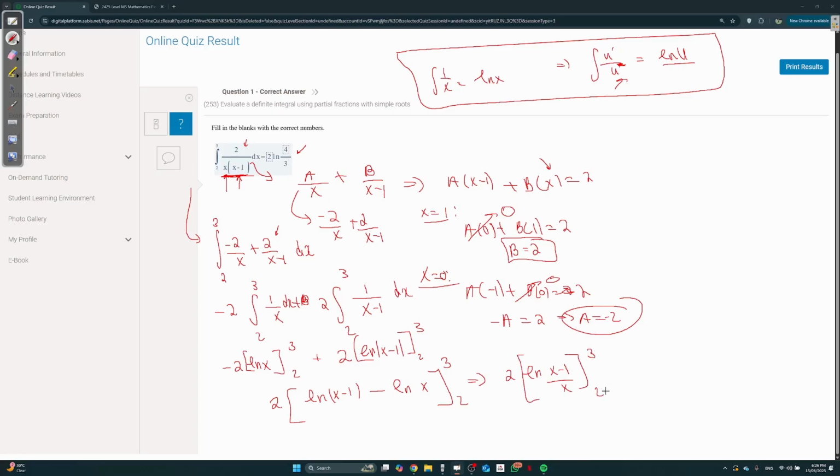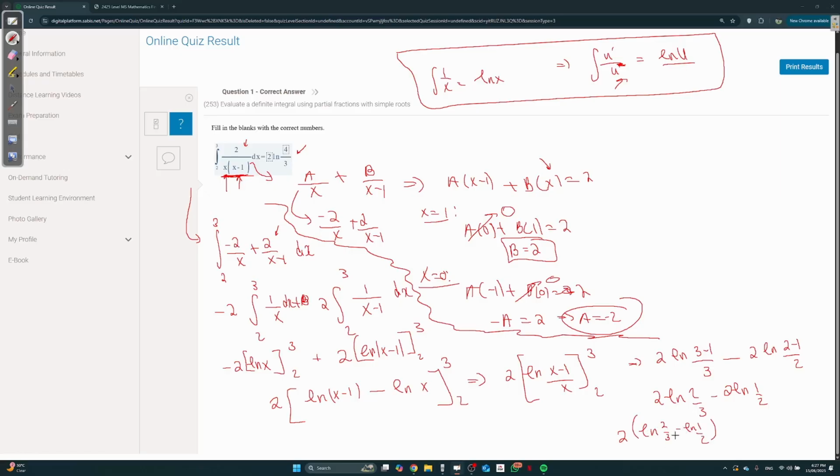Now it's time to substitute. I just cleaned it up so it can look neater. It's easier to solve like this. Substitute 3, you're going to get 2 ln 3 minus 1 over 3, and then minus, substitute 2, 2 ln 2 minus 1 over 2. So this is going to become 2 ln 2 over 3 minus 2 ln half. Factoring out the 2, you get ln 2 over 3 minus ln half.